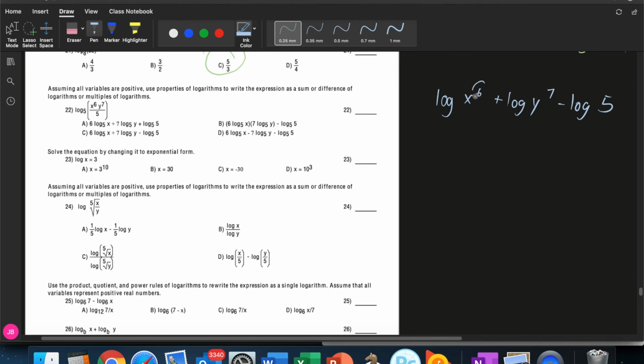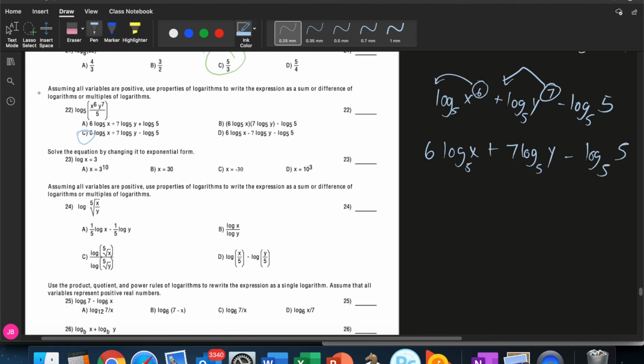And because of our power rule, we can actually take these exponents and bring them to the front. So we get 6 log of x, plus 7 log y, and all these are log base 5, sorry. They should all have a base of 5. Minus log base 5 of 5. The answer to 22 will be C.